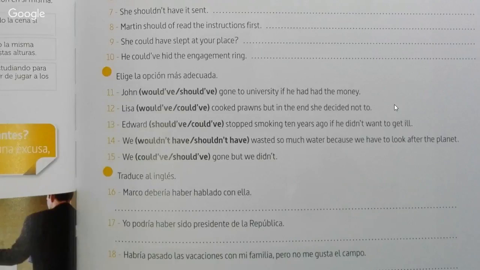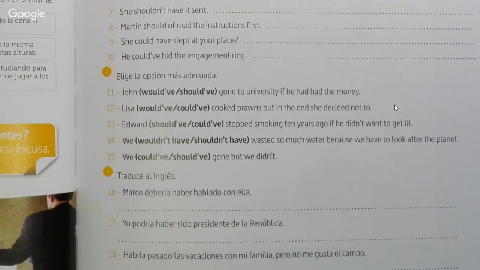Edward could have stopped smoking 10 years ago. He didn't want to get ill. Could have or should have? Choose. Should have stopped smoking 10 years ago, if he didn't want to get ill.